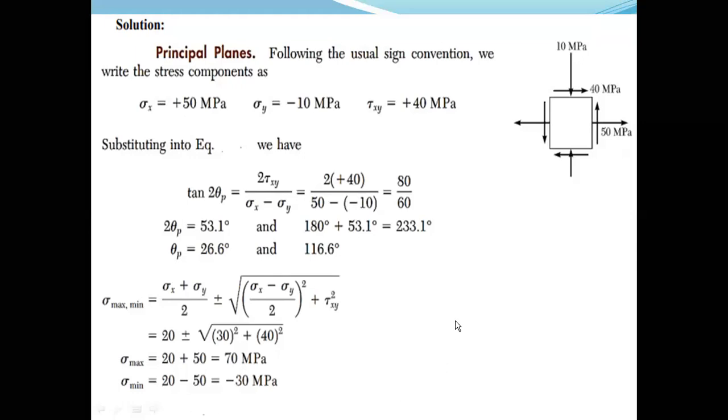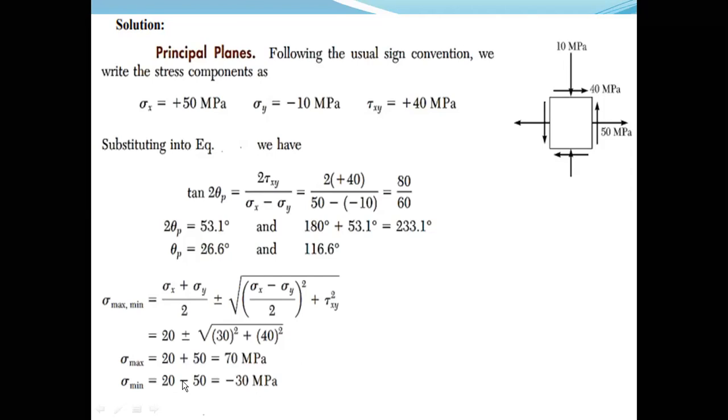Okay. Next, we need to find out the principal stress value, either maximum or minimum. Look at here, the formula for this one is sigma max or minimum. The max indicates the maximum principal stress and min indicates the minimum principal stress. So in this formula, sigma x plus sigma y by 2 plus or minus square root of sigma x minus sigma y by 2 whole square plus tau xy whole square.